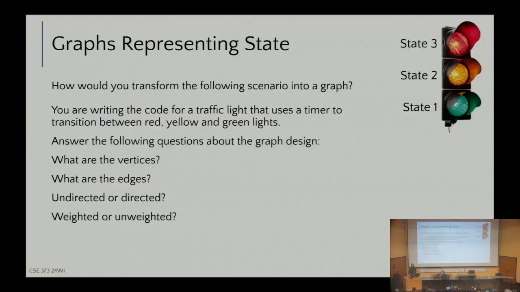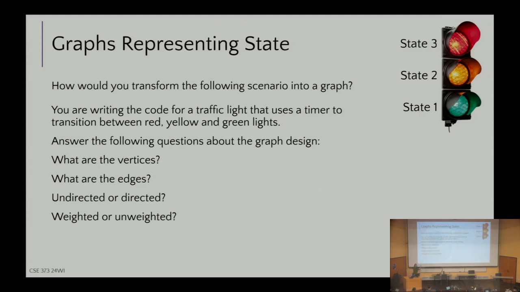Let's do more. Okay, so we've talked about graphs representing physical traveling. We've talked about graphs representing interactions or relationships between entities. Graphs can also represent state. This is the classic state example. I don't know why computer scientists are obsessed with traffic lights. Maybe there's something somewhat universal about it. We love the traffic light.